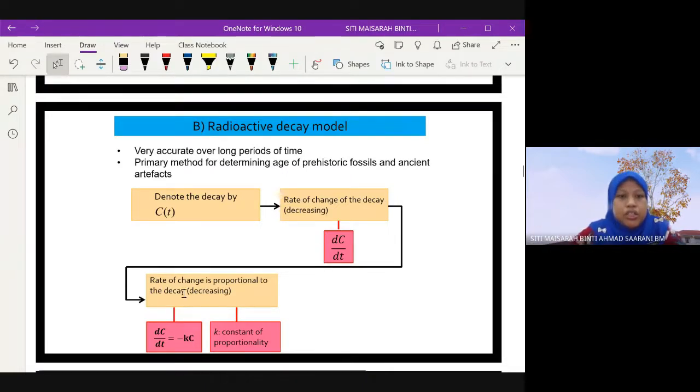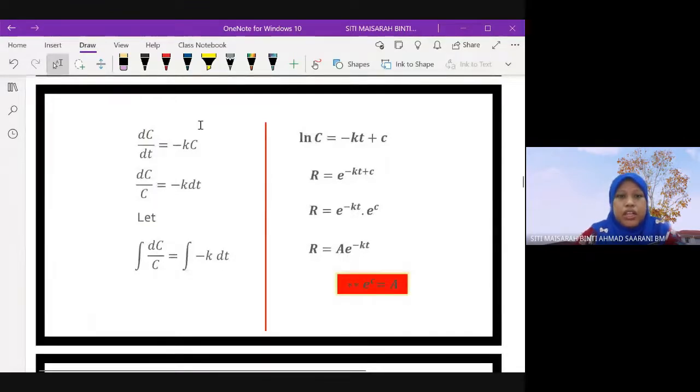Okay. So jadi rate of change is proportional to the decay. So jadi dia punya differential equation dia adalah dC over dt equals to negative kC. Since dia decreasing, dia kena letak negatif. So dia punya pattern dia sama je, just berbeza pada rate of change dia lah. Dia decreasing kena letak negatif. Okay, so cara selesai dia masih sama. Cuma yang tak sama je kat sini.